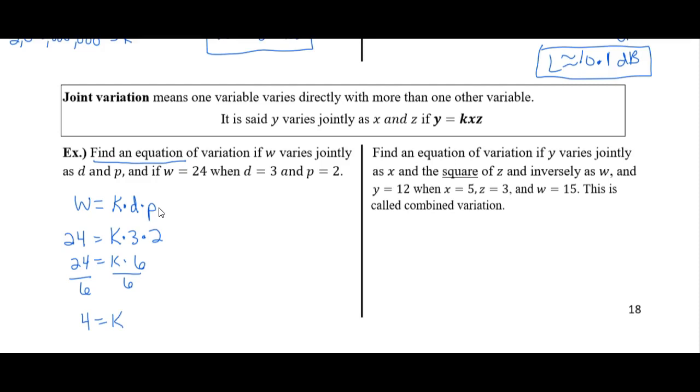We write the equation. Again, we're not solving for anything else. We just need to write the equation now that we know the variation constant. So w equals, replace k with 4, leave d and p as variables. And there's our equation. Try the one on the right. The one on the right is a combined variation, so you have to do jointly and inversely here. Take a moment to think about it.